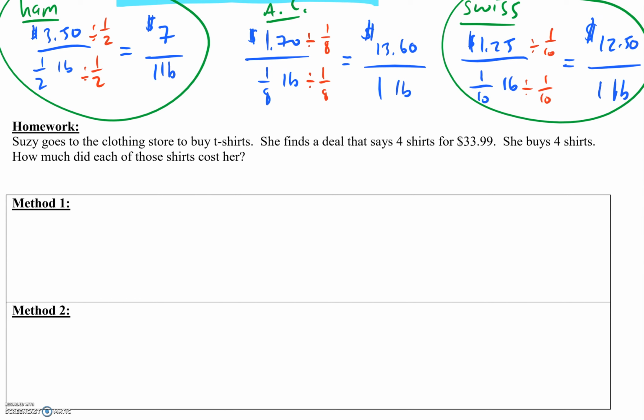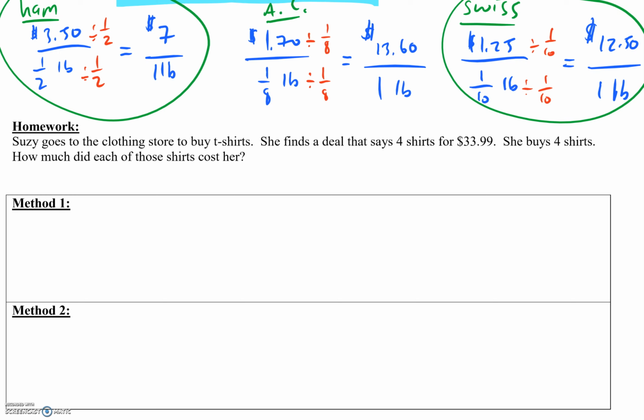Okay, moving on to the homework question. Susie goes to the clothing store to buy t-shirts. She finds a deal that says 4 shirts for $33.99. She buys 4 shirts. How much did each of those shirts cost her?